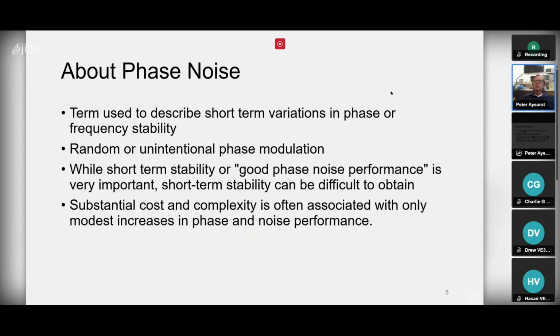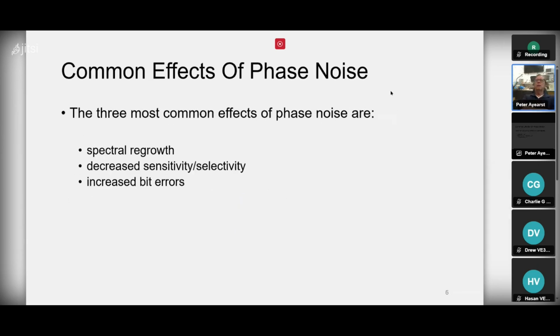So phase noise is a term used to describe short-term variations in phase or frequency stability, and random and unintentional phase modulation. And while short-term stability or good phase noise performance is important, it can be difficult to obtain. Usually substantial cost and complexity is associated with only modest increases in phase noise performance. The most common effects of phase noise are spectral regrowth, which causes a decrease in sensitivity and selectivity and an increase in bit errors.